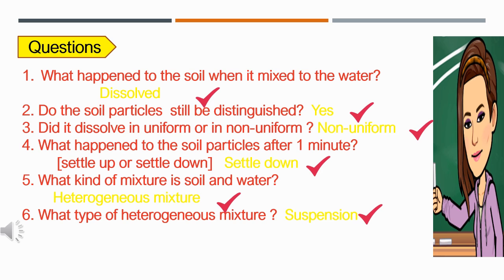Settle down. Check. Question number 5, what kind of mixture is soil and water? Heterogeneous mixture. Correct. What kind of heterogeneous mixture? Suspension. Correct. Congratulations again.